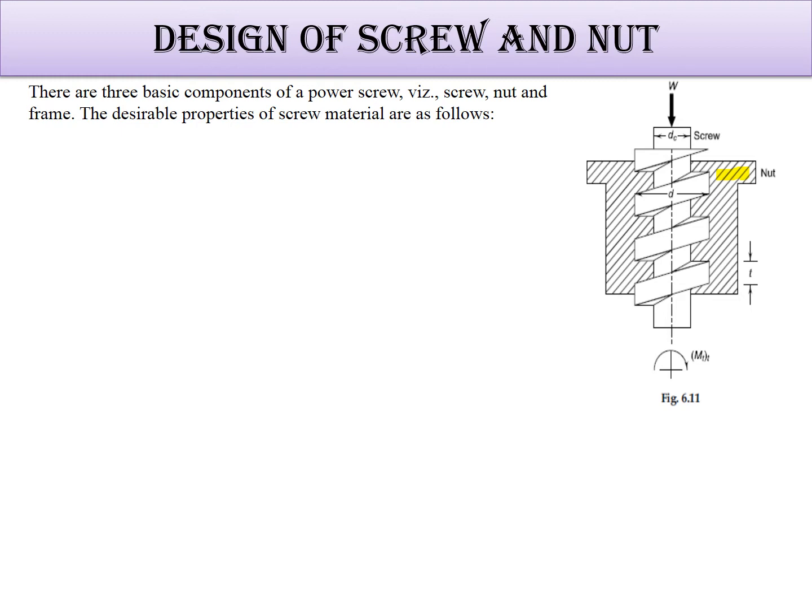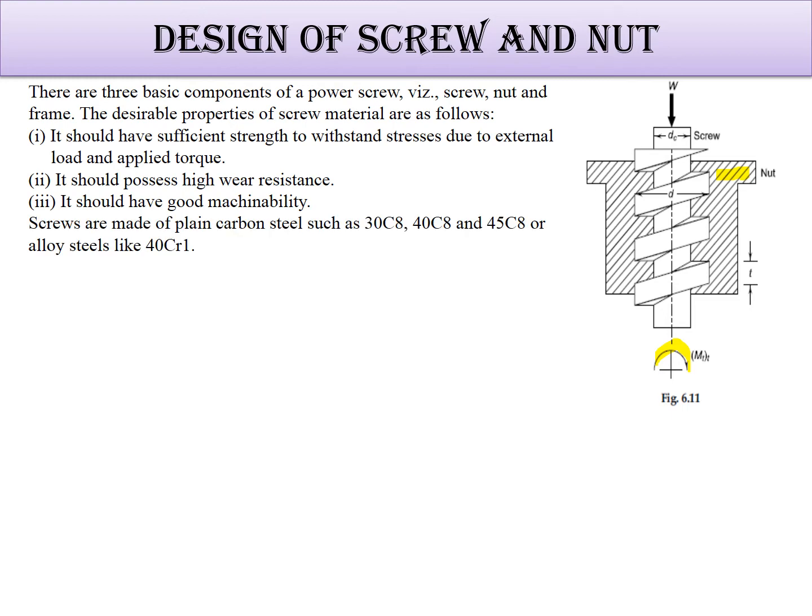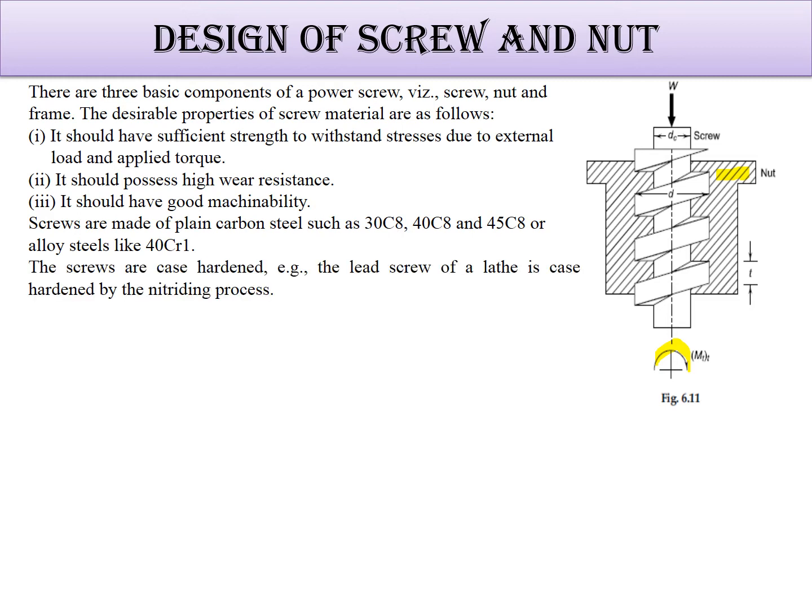Here the load is there, and the torque which we are providing is this, and this is the thickness of a tooth. The material should have sufficient strength to withstand the external load, and it should possess high wear resistance. It should have good machinability. The materials used for screws are 30C8, 40C8 like this, and screws are case hardened.